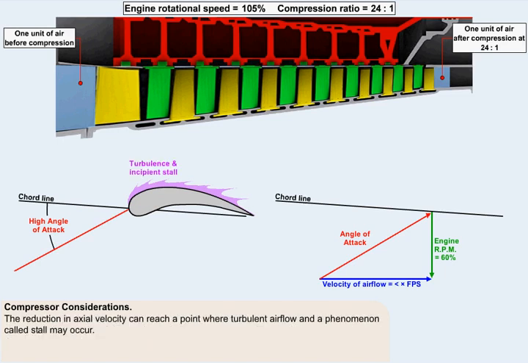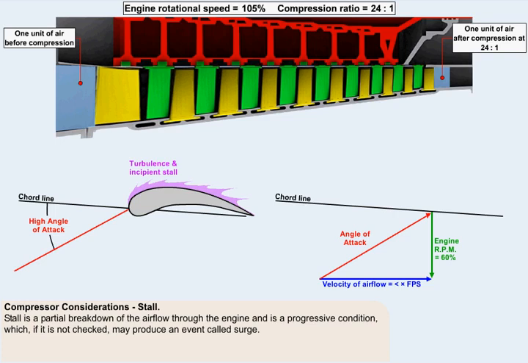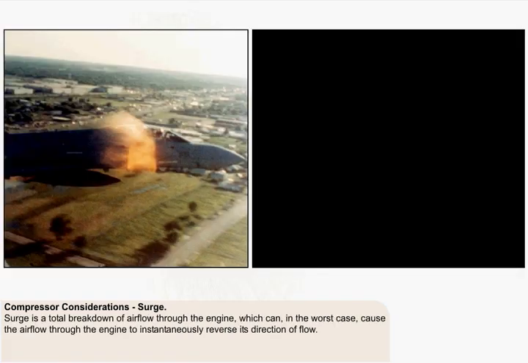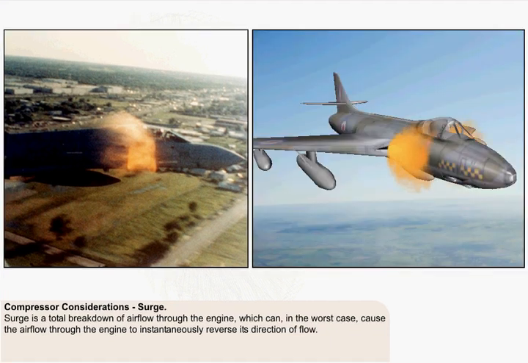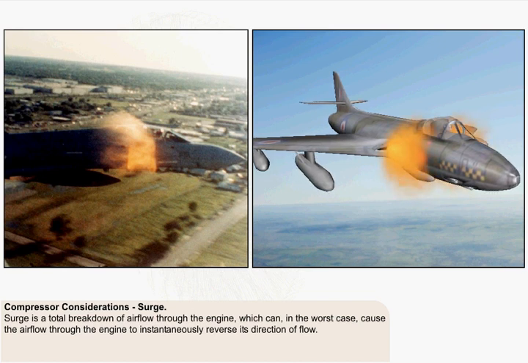The reduction in axial velocity happens throughout the compressor. The reduction in axial velocity can reach a point where turbulent airflow and a phenomenon called stall may occur. Stall is a partial breakdown of the airflow through the engine, and is a progressive condition, which, if it's not checked, may produce an event called surge. Surge is a total breakdown of the airflow through the engine, which can, in the worst case, cause the airflow through the engine to instantaneously reverse its direction of flow.